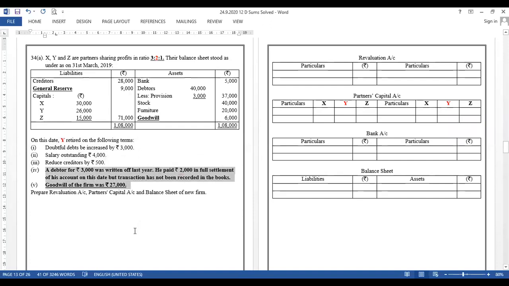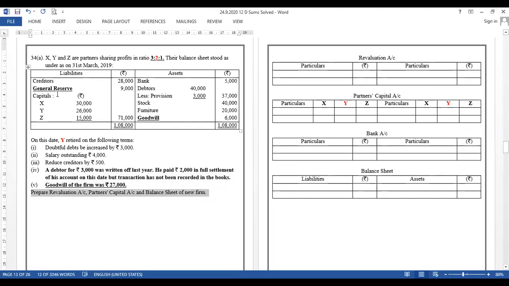He paid rupees 2,000 in full settlement of his account on this date, but the transaction has not been recorded in the books. Fifth, goodwill of the firm was rupees 27,000. Prepare revaluation account, partners capital account and balance sheet of the new firm.